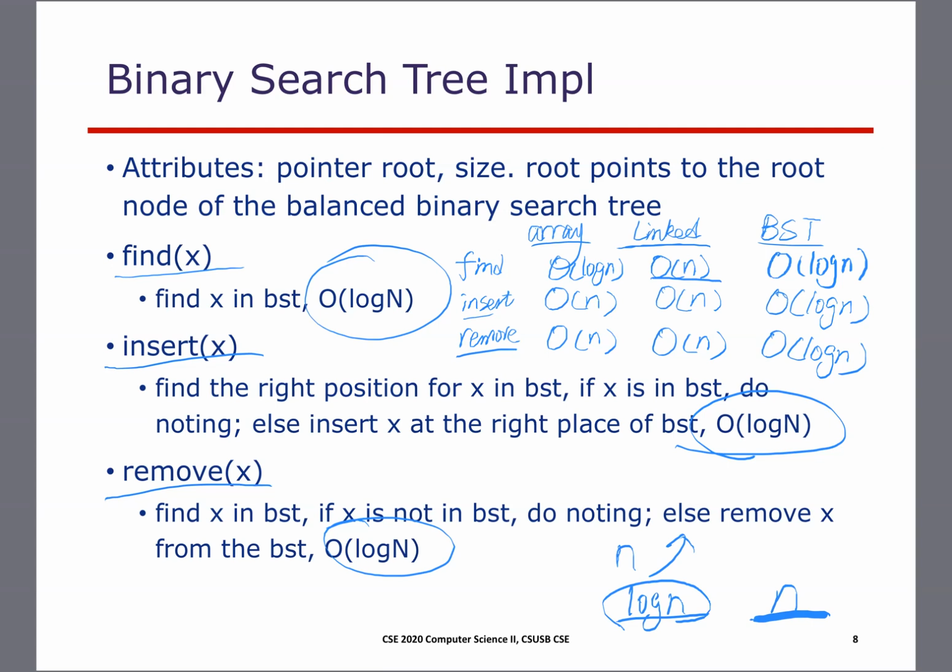Now, from this implementation, we can see the binary search tree implementation is better than the sorted array implementation and better than the sorted linked structure implementation. So now we will use the binary search tree to implement the set abstract data type, so that we can have O(log n) time complexity for the 3 very important operations.